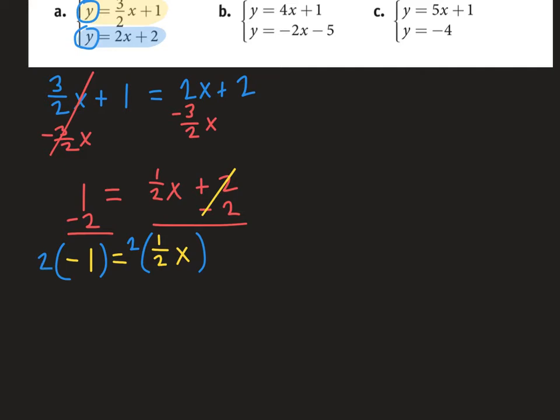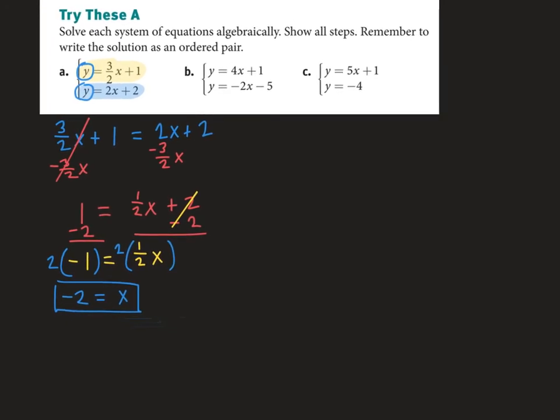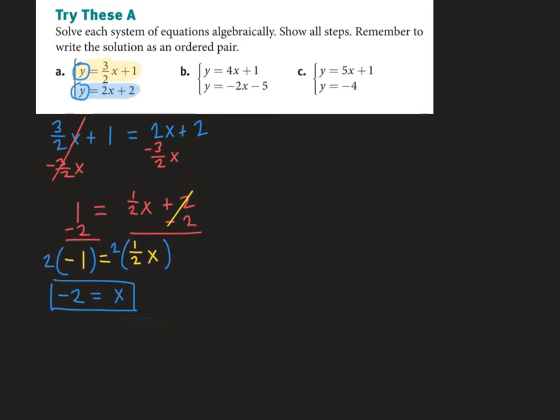And 2 times negative 1 is, of course, negative 2. So we have our x value, negative 2 equals x. Now, we're not quite done yet. We do need to still find y, okay? Remember, a lot of times people get one variable and then they think they're done, but we are not done yet.